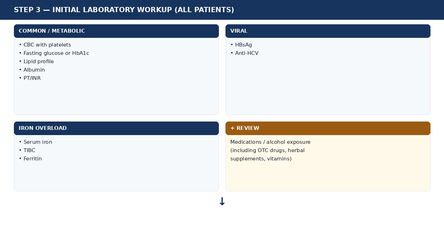Step 3 is the initial laboratory workup, which should be performed in all patients. This includes 4 categories: common and metabolic tests, including CBC with platelets, fasting glucose or HbA1c, lipid profile, albumin, and PT/INR; viral testing with HBsAg and anti-HCV; iron overload assessment with serum iron, TIBC, and ferritin; plus a thorough review of all medications and alcohol exposure, including over-the-counter drugs, herbal supplements, and vitamins.